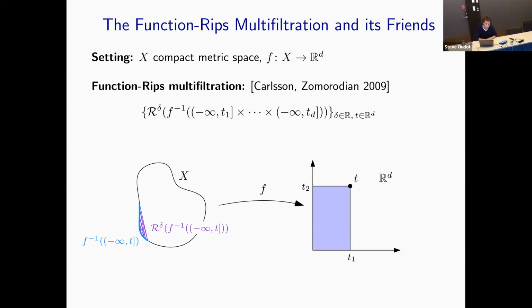What I get this way is an n plus one dimensional multifiltration, where the first parameter is the scale parameter, the Rips parameter if you want, and the rest of the parameters are the ones given by the sublevel sets of the function. So that's what we call the function Rips multifiltration.